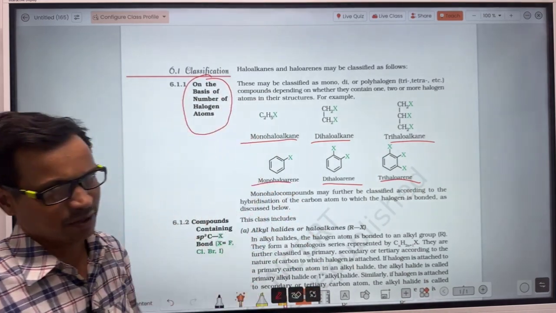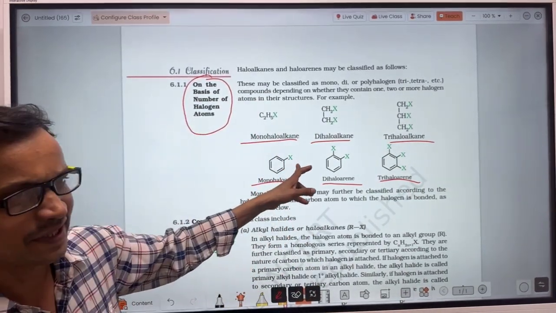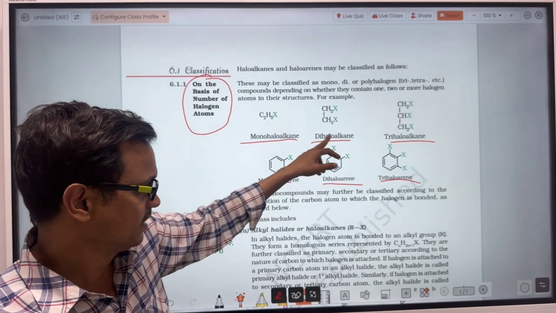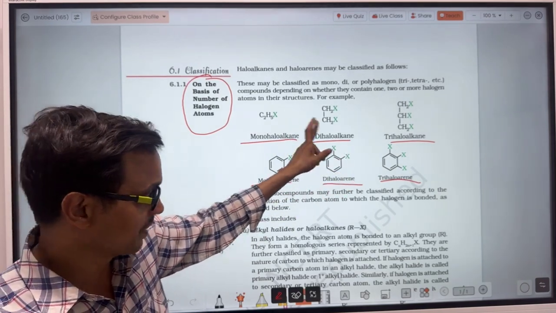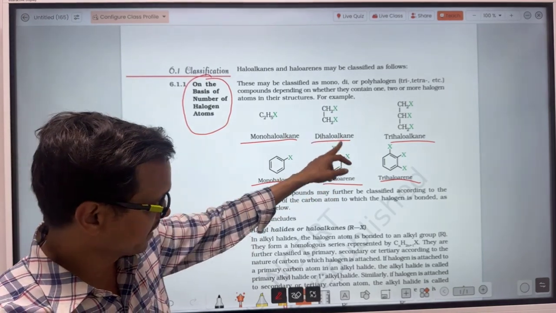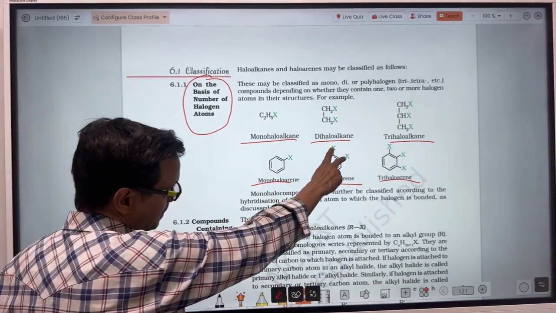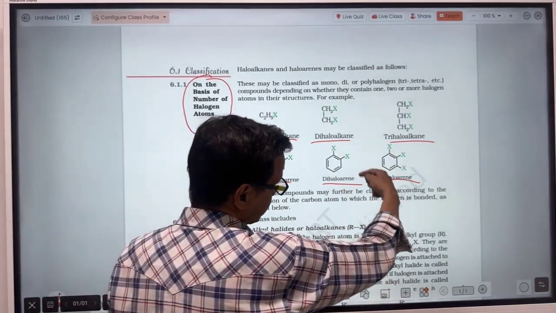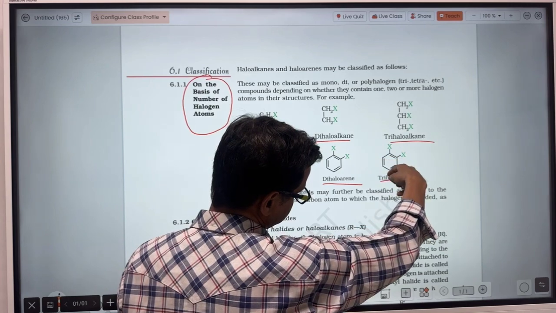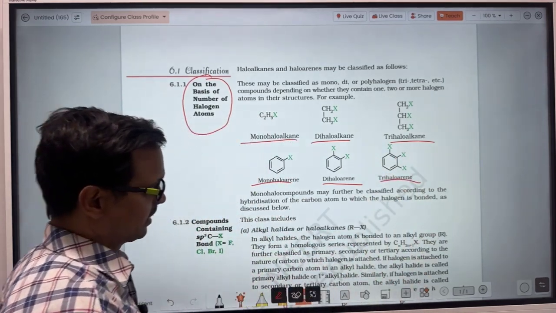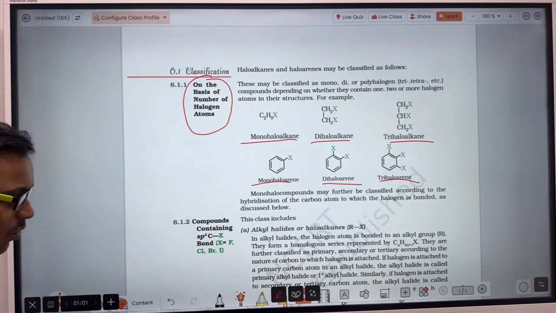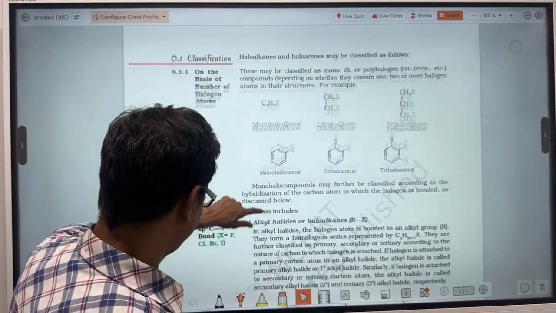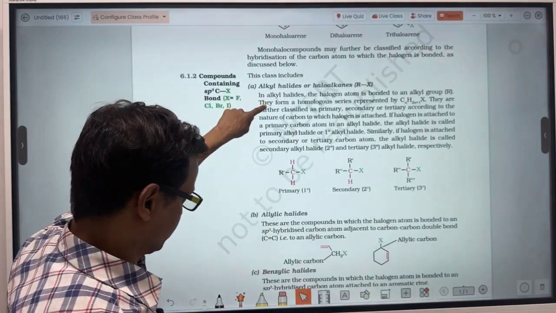In the same way, if only one halogen is present, it will be called monohaloarene. If in the aromatic compound two halogens are present, it will be called dihaloarene. And if three halogen atoms are present in the aromatic compound, it will be called trihaloarene. Okay.